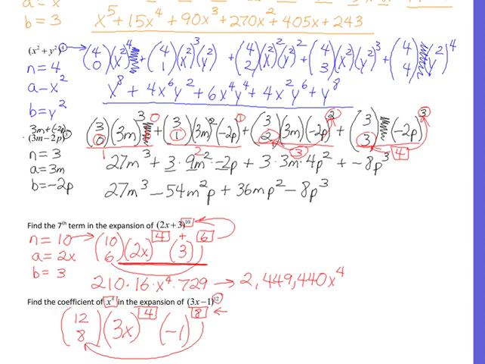All right, it's 12 choose 8 times 3 to the 4th, which is 81, times positive 1. 40,095. All right. So, got it in the right way.